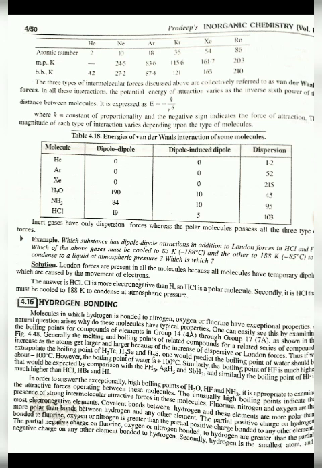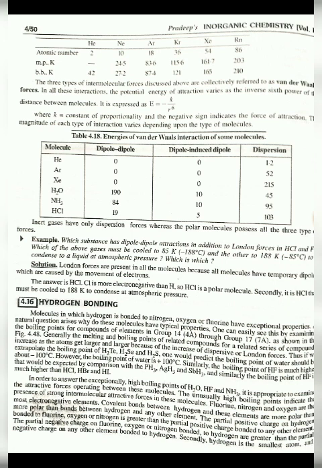Generally, the melting and boiling points for a related series of compounds increase as the atoms get larger and larger because of the increase of dispersion or London forces. Thus, we can extrapolate the boiling points of H2Te, H2Se and H2S. One would predict the boiling point of water should be about minus 100 degrees Celsius. However, the boiling point of water is plus 100 degrees Celsius.